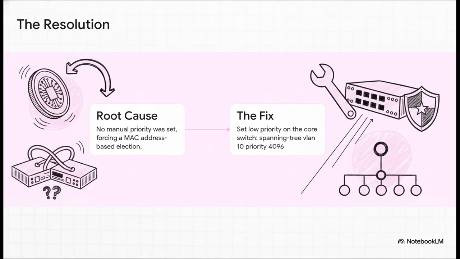So understanding the root cause is everything. The problem happened because the election was basically a coin toss based on MAC addresses. Nobody told the network who should be in charge. The fix is to stop leaving it to chance and take control. We get on our core switch, and we issue the command spanning-tree vlan 10 priority 4096. This low number basically shouts to the rest of the network, hey, I'm the boss now, and forces it to become the root, snapping our traffic paths back to where they should be.